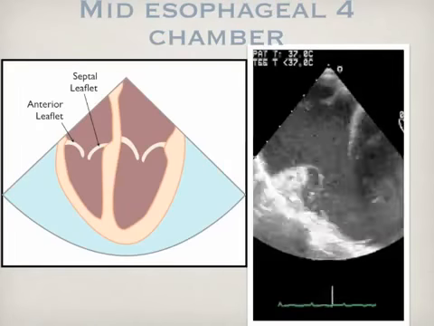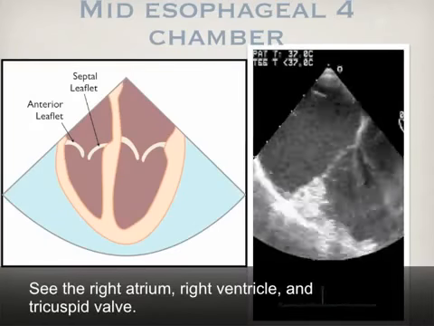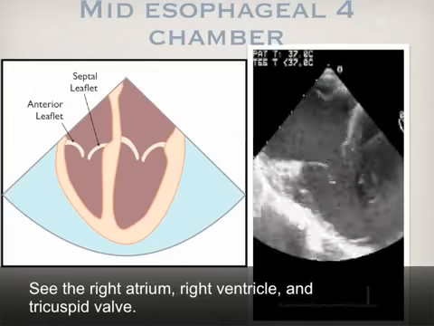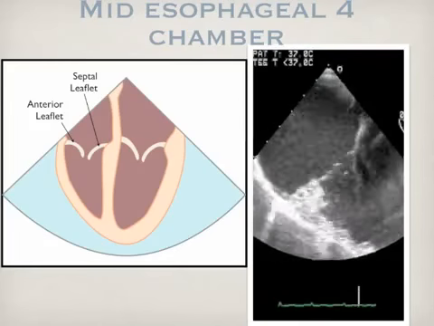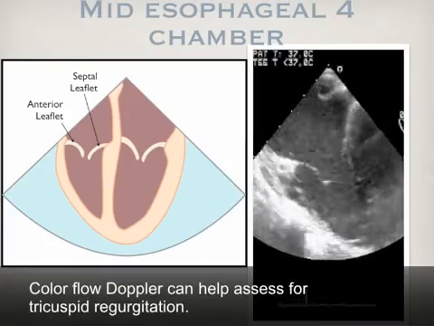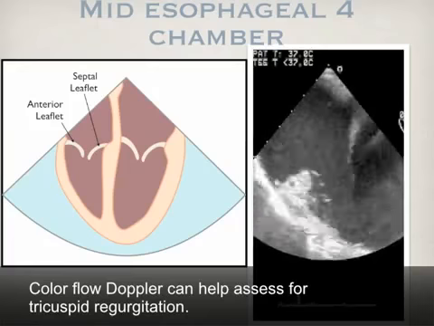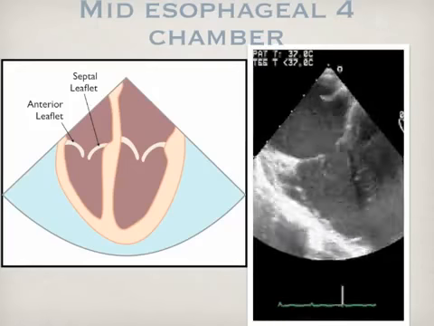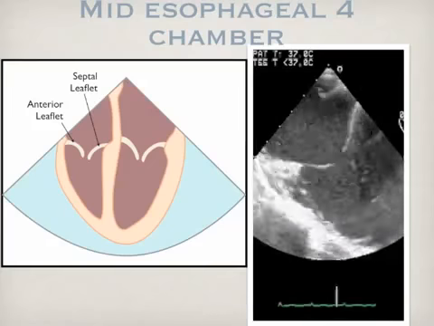The four-chamber view of the right ventricle allows the viewer to see the right atrium, right ventricle, and tricuspid valve. The tricuspid leaflets seen are the anterior and septal leaflets. Color flow Doppler can help assess for tricuspid regurgitation. The RV can be assessed for size and thickness as well as motion, which we will discuss next.